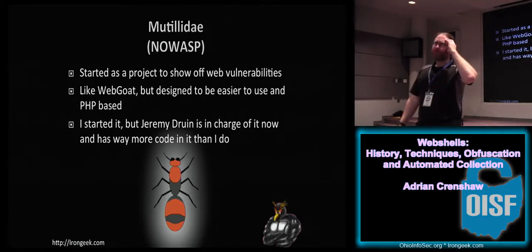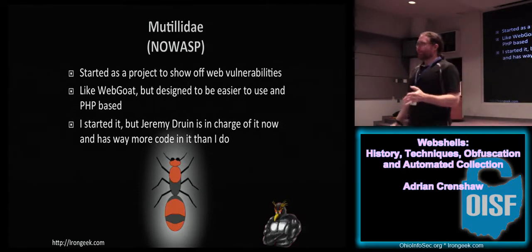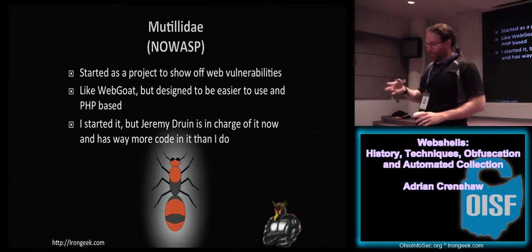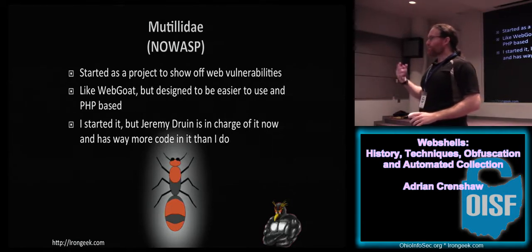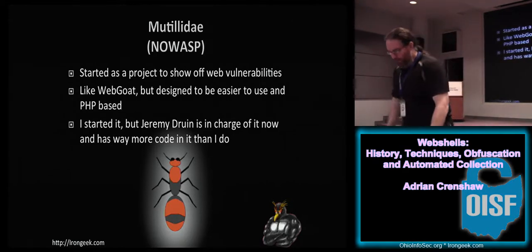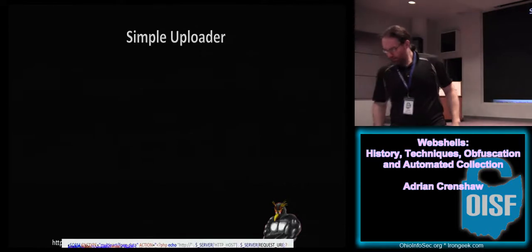Unfortunately, WebGoat I thought was a little bit too complicated to exploit, and it wasn't always clear what exactly they wanted you to do with it. So I started Matilde to be dumbass simple to exploit. And essentially it is. I started it off, but since then Jeremy Druin, who's a much better coder than I am and knows much more about web security than I do, has taken over and is running with it. But I'll be using it for some of my demos.